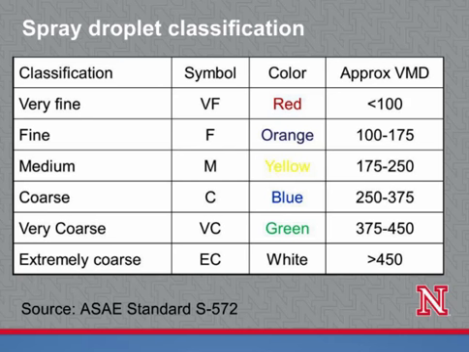Now, the different classifications you see in the table are approved by the ASAE or ASABE standard S572. This classification gives applicators an idea of the range of different droplet sizes that they may encounter from various different applications. This information can be found at the back of any Spraying Systems or Greenleaf or other nozzle manufacturer's catalog.